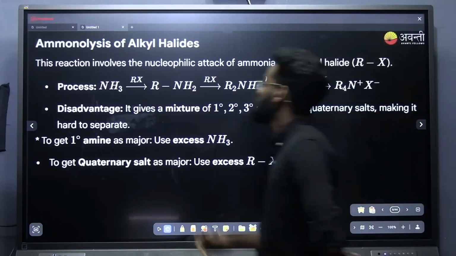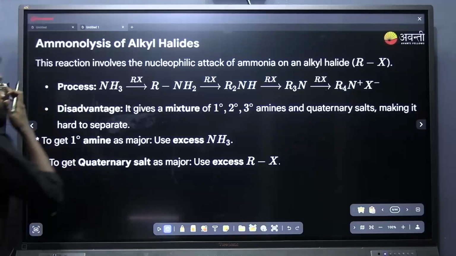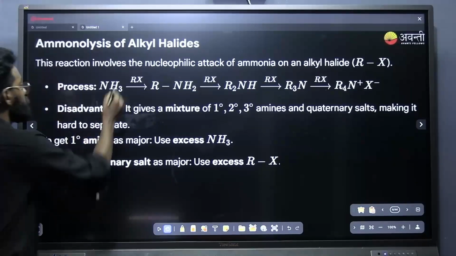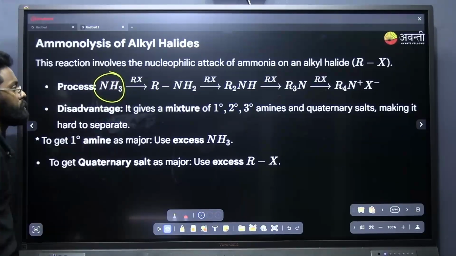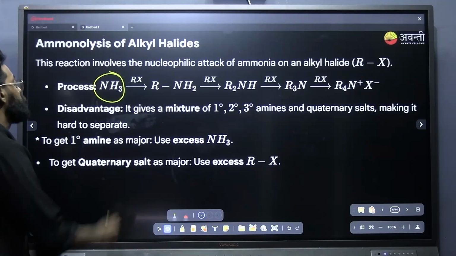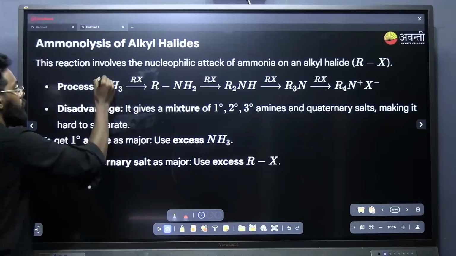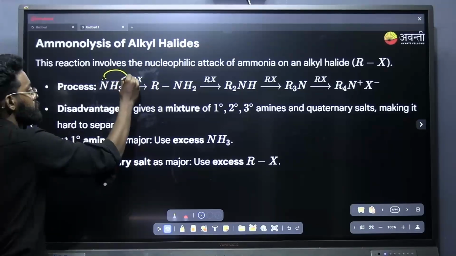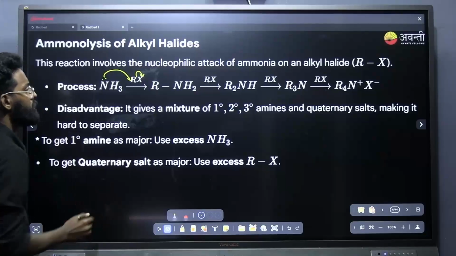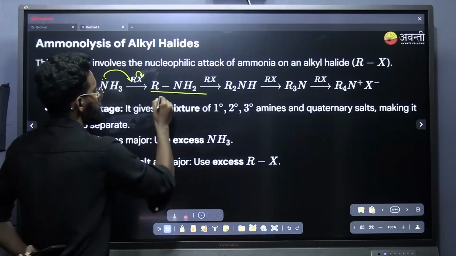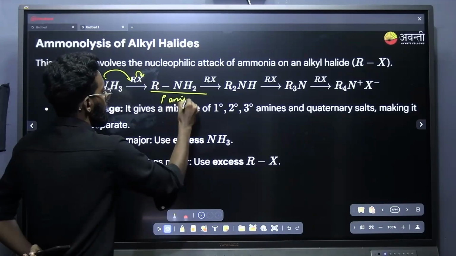Okay, next one is ammonolysis of alkyl halide. How can we prepare amines using the ammonolysis method? Here first of all we are taking ammonia. Ammonia is the primary substrate we will be using, and ammonia will be treated with the alkyl halide. What will I be getting? This lone pair will be attacking this R, there will be removal of the X, and you will be getting RNH2, which is primary amine.